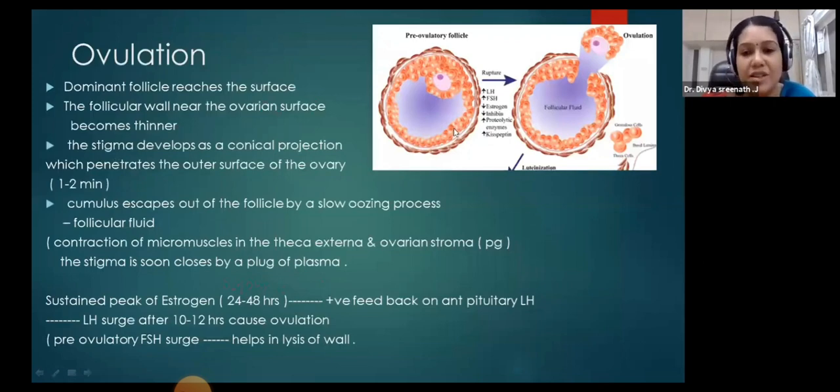When the dominant follicle reaches the surface of the ovary, the membrane becomes thinned out and a plug forms, like a stigma, a conical projection. This will rupture, and the oocyte along with the corona radiata moves out, along with some follicular fluid. This process takes only about 1 to 2 minutes, and after that it gets closed.